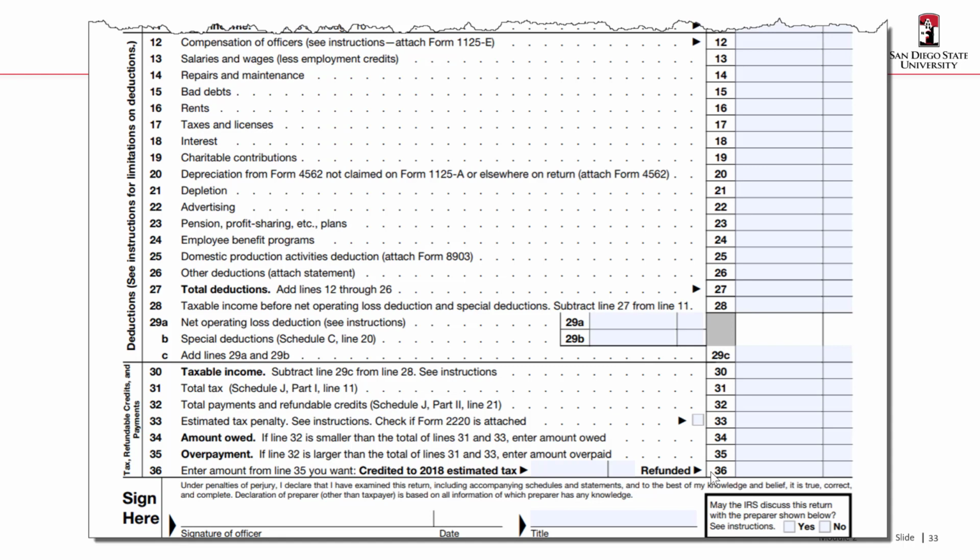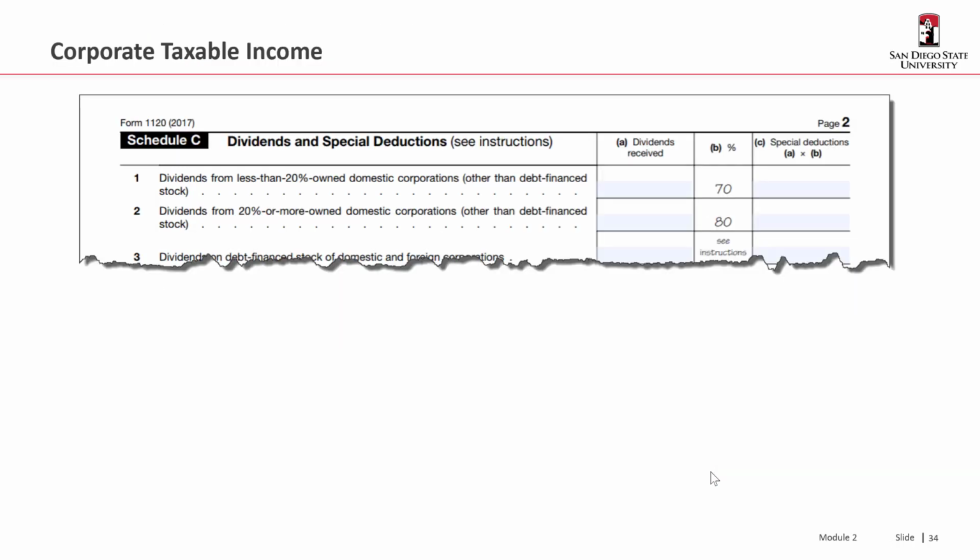Pay attention to line 27. That's total deductions. Right after that, line 28 is taxable income, but that's taxable income before NOL and special deductions. Note that special deductions, Schedule C, that's your DRD, right? And that's convenience for certain states. What you'll find is at the state level, some states start with line 27 and others start with line 29, and you just have to know which state you're dealing with. Oh, and here's a quick snapshot of Schedule C to show that that's what those special items are.